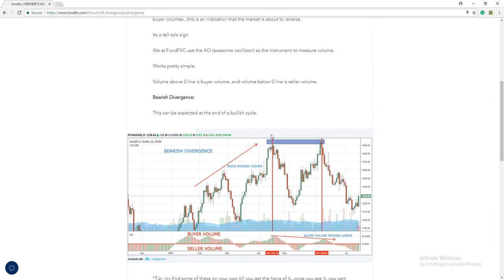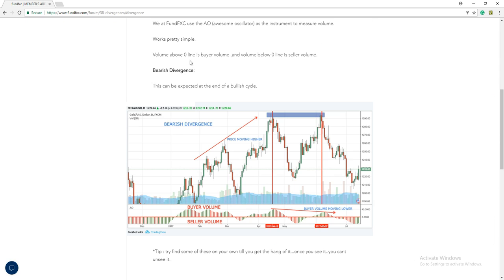We at FunFXC use the AO, Awesome Oscillator, as the instrument to measure this volume. It works pretty simple. Volume above the zero line is buyer volume, and volume below the zero line is seller volume.